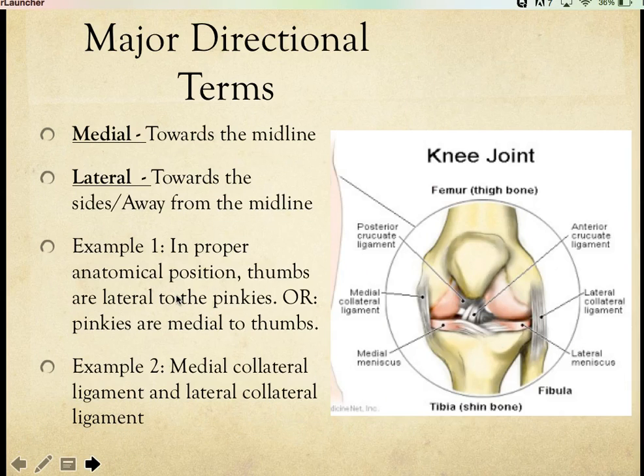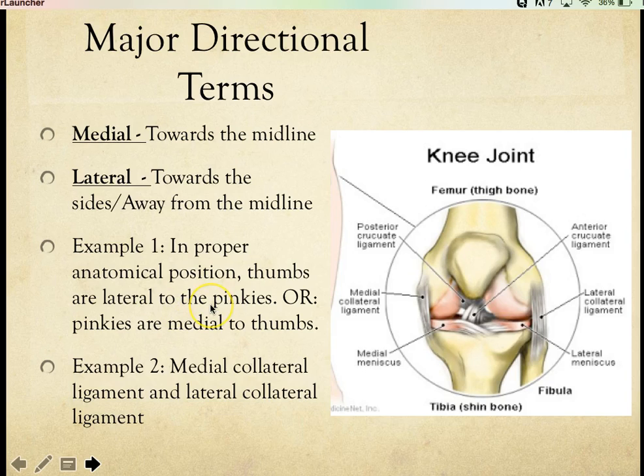We'll talk about things going toward the midline. The midline is basically an imaginary line that goes right down the middle of you that splits you into equal left and right halves. So anything that goes toward that invisible midline is going medial. If we're going away from that, so like toward your shoulders, toward the outside of you, toward the sides essentially, away from the midline, that is considered lateral.